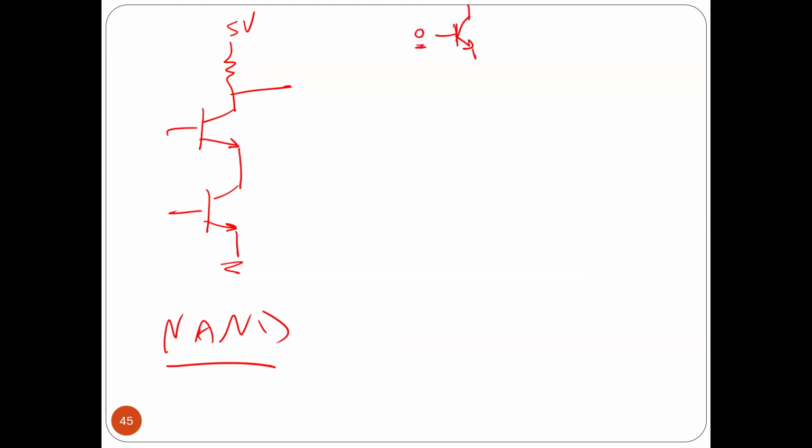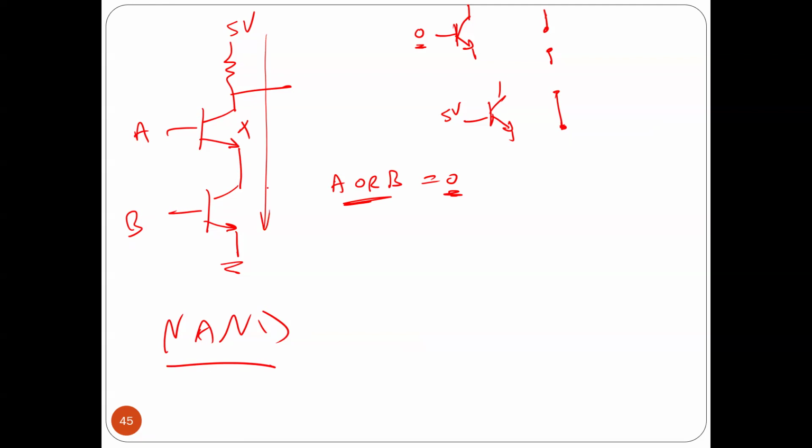If the input is zero, the transistor is off. Off means open circuit. And if the input is one, which is 5 volt, it becomes a short circuit. So a transistor is like a switch: open circuit or short circuit. You can see here, can you prove this is NAND? Yes, I can. If at least one input, either A or B, is zero, then at least one transistor is going to be off. So there is no path for the current. The current cannot go through, because one of them is off.